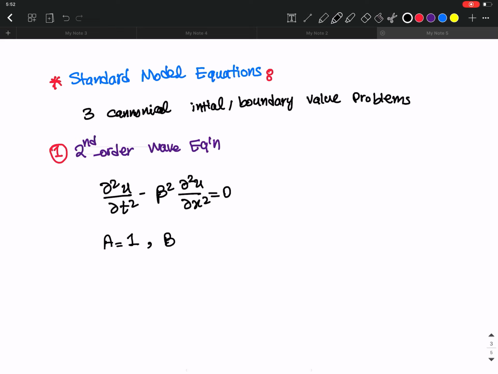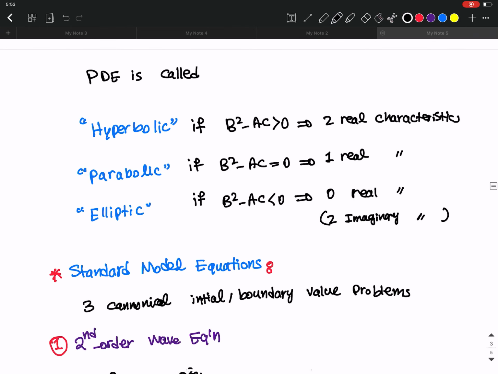How about b? Do we have anything partial x, partial t? No. So it's going to be 0. And c is minus beta square, right? So this is going to give me b square minus ac equals to beta square, and this is greater than 0. If you remember, if b squared minus ac is greater than 0, then we have a hyperbolic solution, and we're going to have two real characteristics.